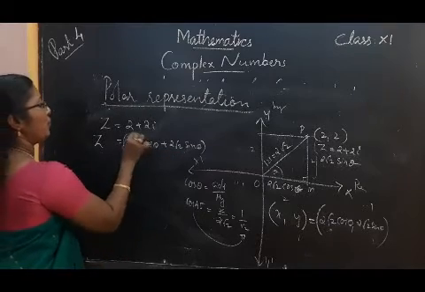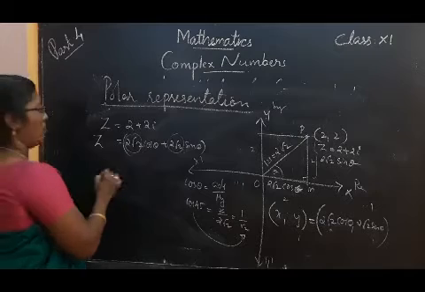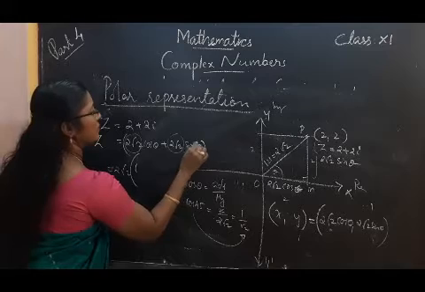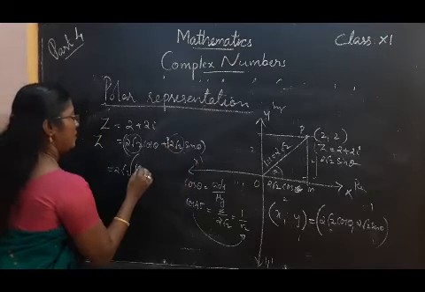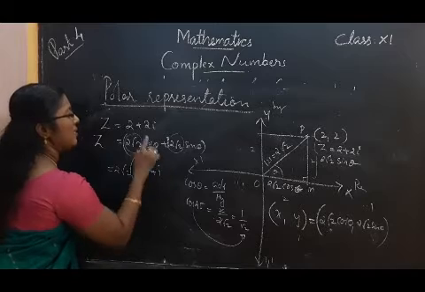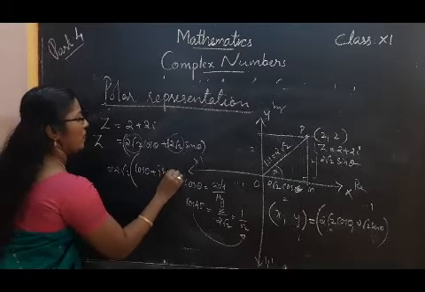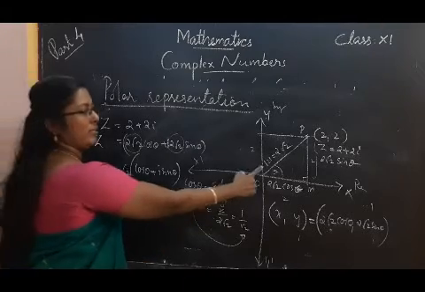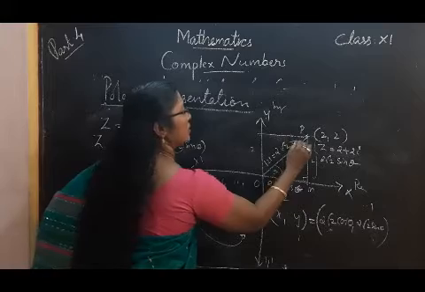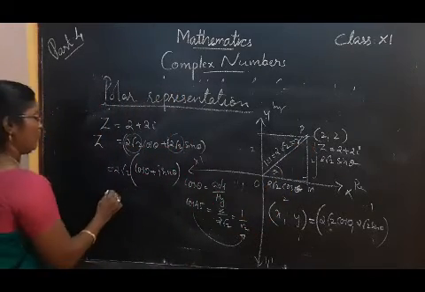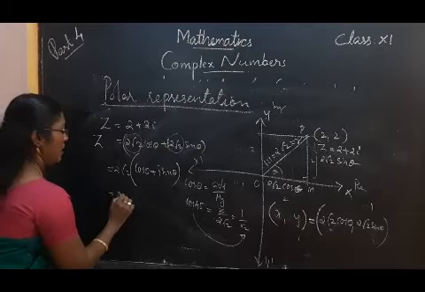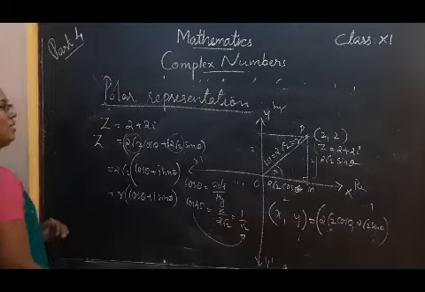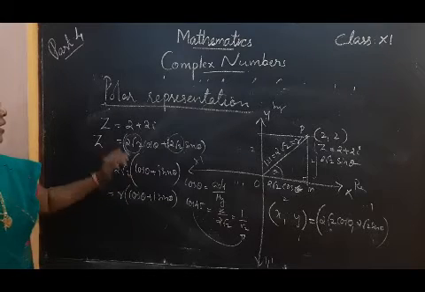Here 2 root 2 is common, so take it outside: 2 root 2 into cos theta plus i sin theta. Then what is 2 root 2? Yes, the magnitude, or r. So instead of 2 root 2 we can write r. r into cos theta plus i sin theta. This is the polar form of a complex number.